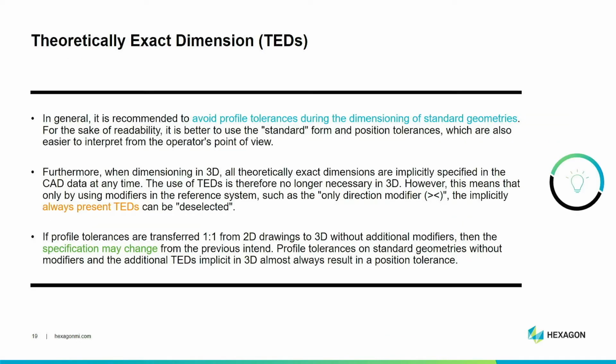So here are some recommendations from my side. First, avoid using profile tolerances on regular geometry. Especially for the metrologists, it's often hard to interpret this correctly, and even if you are experienced in ISO, this can be a struggle. Furthermore, be careful because the TED is always present in the CAD model, and this changes from the 2D world. So be careful if you are transforming your 2D drawings to the 3D world, and keep in mind that your specification may change.